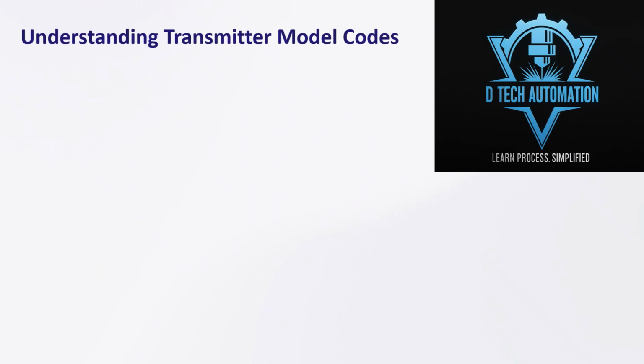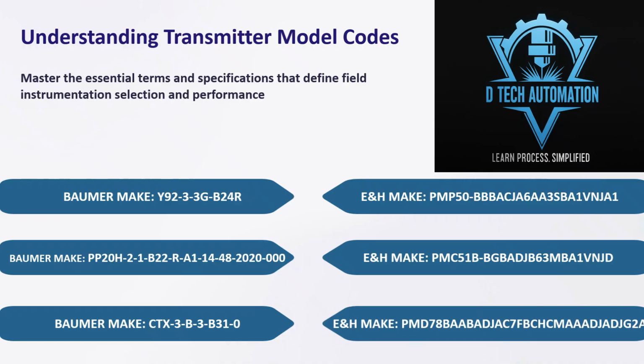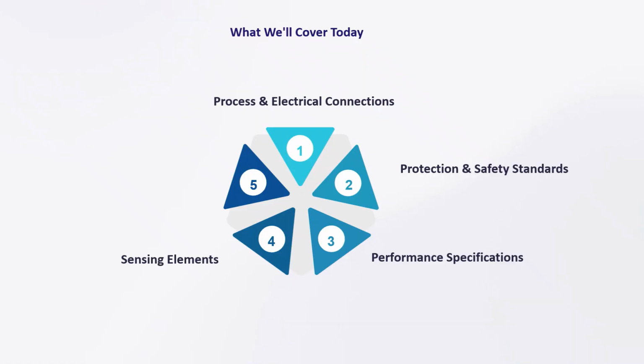In this video, we're going to decode the model codes of Bumer and Endress+Hauser pressure transmitters and understand every small but important parameter you see on a transmitter datasheet, like process connection, electrical connection, housing, IP rating, certifications, accuracy, diaphragm, filling fluid, turndown ratio, and much more. And stay with me till the end of the video, because I'll also show you the real process connections and electrical connections used in actual transmitters, so you can see exactly how they look in real life.